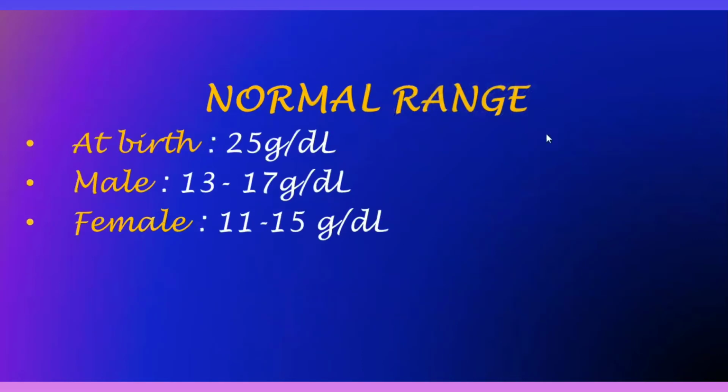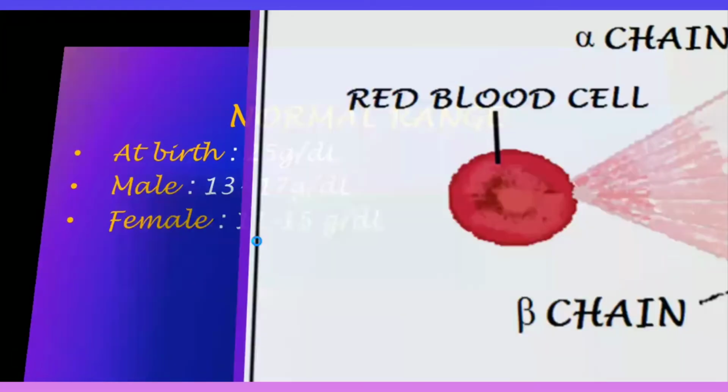Let us see its normal range. At birth, it is 25 gram per deciliter. For male, it is 13 to 17 gram per deciliter. And for female, it is 11 to 15 gram per deciliter.